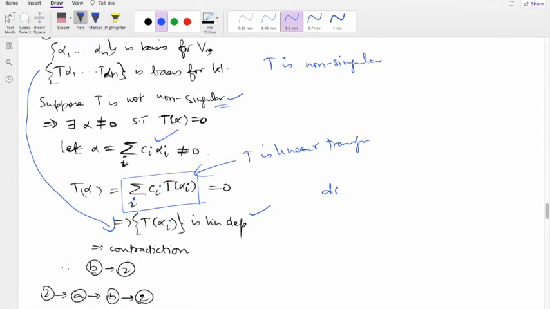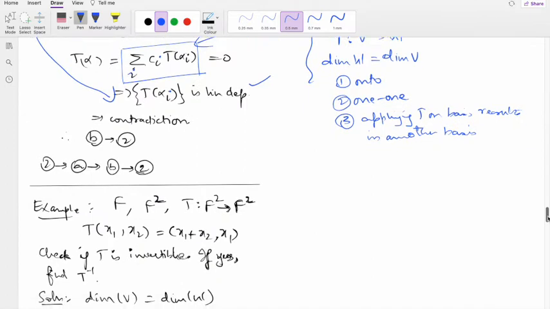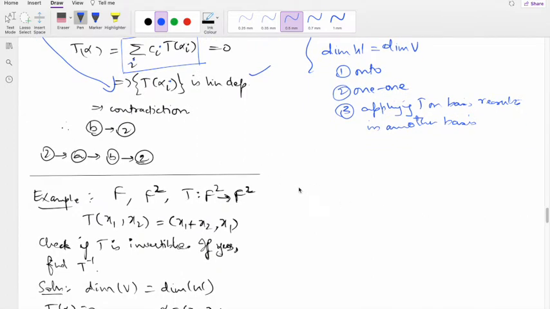So therefore, when dim W is equal to dim V, and we have a transformation T from V to W, if you want to prove that T is invertible, we can go ahead with any of these conditions. That is, either we prove it is onto, or it is 1-1, or the basis can be interchanged, so applying T on the basis results in another basis. Okay, so those are some ideas in the algebra of linear transformations.